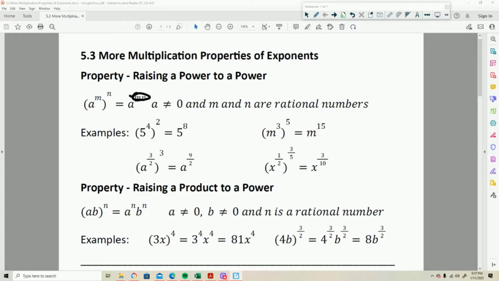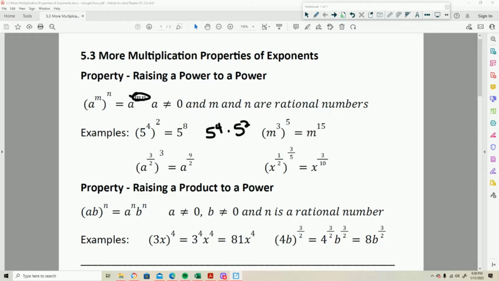So if I have 5 to the 4th raised to the 2nd power, it's actually going to be 4 times 2. This is the only time we're multiplying exponents. We get 5 to the 8th. That's different from 5 to the 4th times 5 to the 2nd. That's going to be 5 to the 6th because you add exponents when you multiply, but when you raise a power to a power, you multiply the exponents. Okay, m^3 to the 5th is going to be m^15.